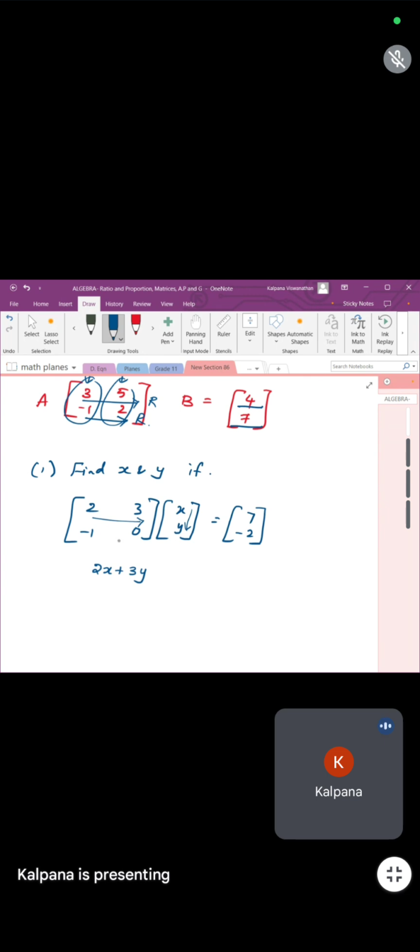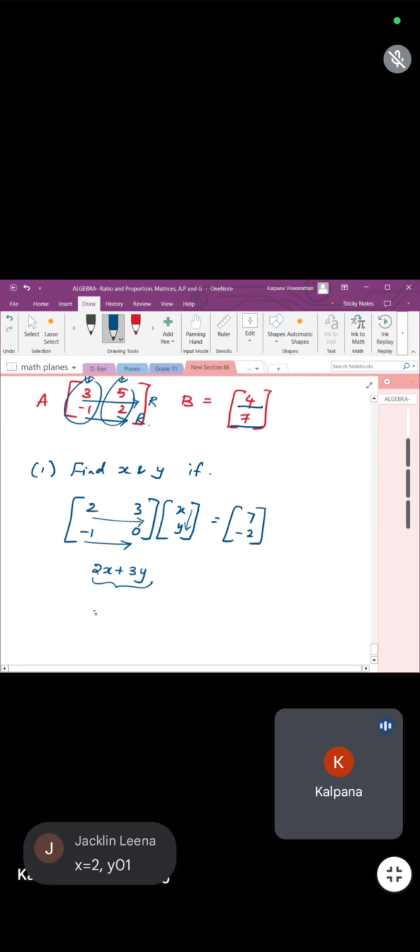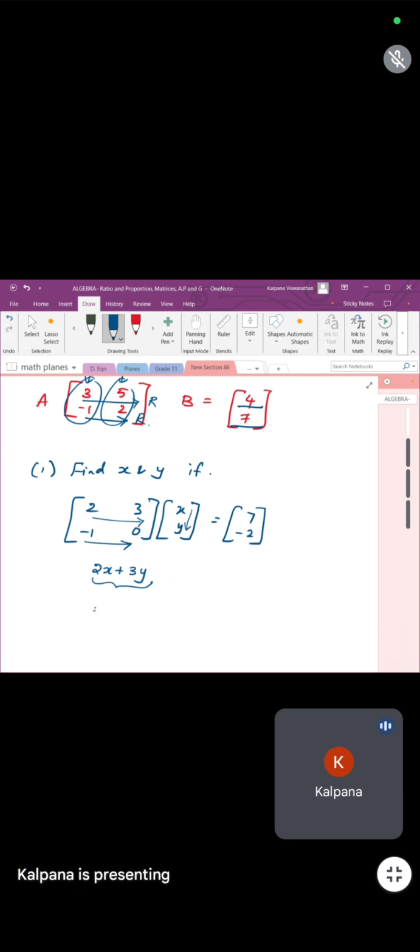That's all. If you have one more column, then for first row, second column, you will leave space and write. This gives your first element, first row, first column. Now switching to the second row. Those who don't know, please listen. Here we are switching to the second row. Second row, first column, minus 1 into x, minus x, then 0 into y, plus 0. So this multiplication is equal to 7 minus 2.